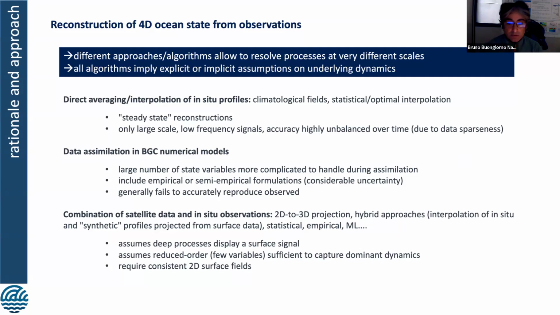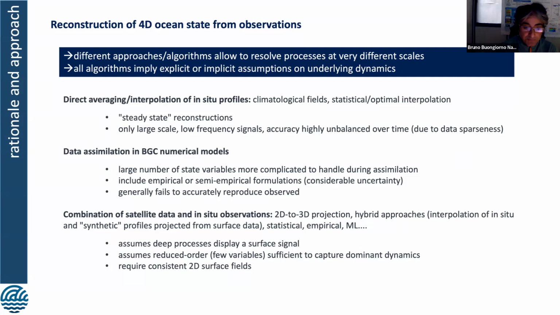Even if we know that there are also hybrid approaches, like the ones that first retrieve some kind of synthetic profiles and then combine the synthetic and the truly observed in situ profiles through statistical or empirical techniques. And of course, there's a vast number of different approaches that can be followed.